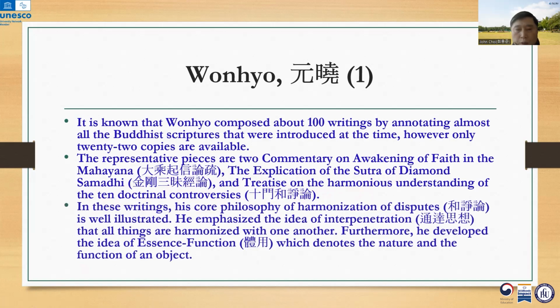In these writings, his core philosophy of harmonization of disputes is well illustrated. He emphasized the idea of interpretation, that all things are harmonized with one another. Furthermore, he developed the idea of essence and function, which denotes the nature and the function of an object. So his theory is called 화쟁론, or 통달사상, and 체용 theory.